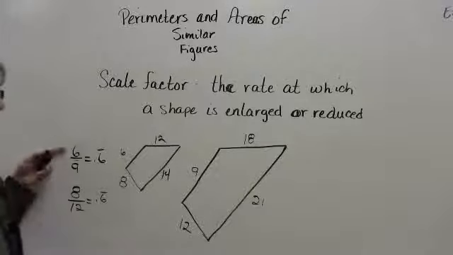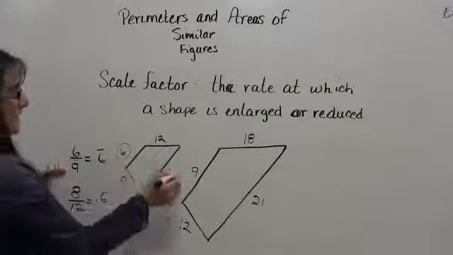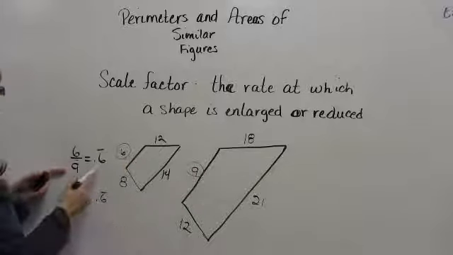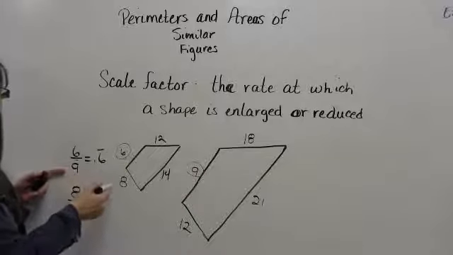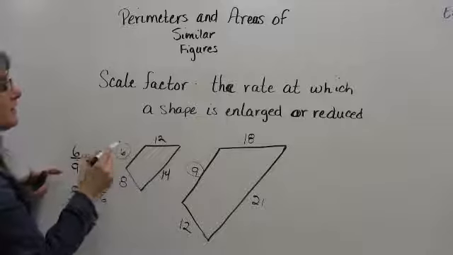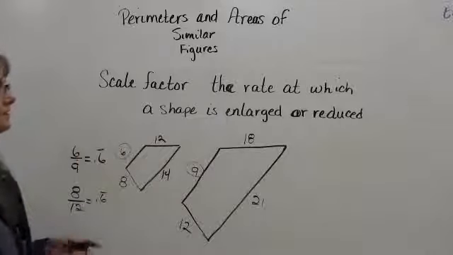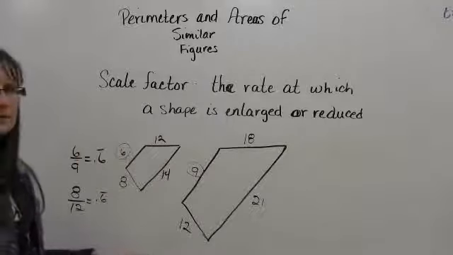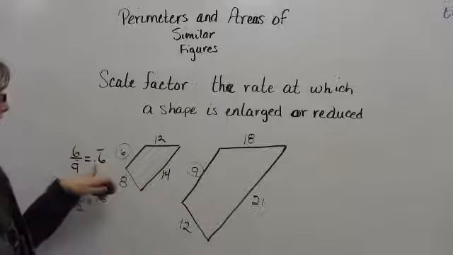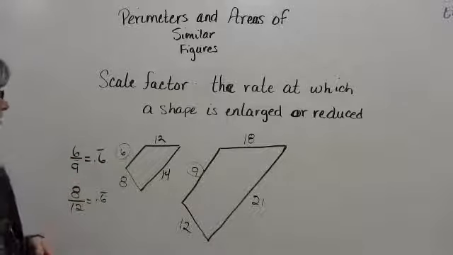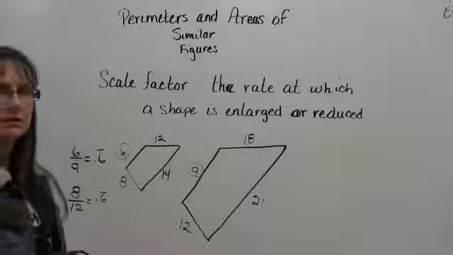Okay, when I divided 6 by 9, remember 6 being the matching side to 9, and I got this 0.6, what I discovered was my scale factor. The scale factor is the rate at which the shape is enlarged or reduced. So my scale factor is 0.6, or as a reduced fraction, 2/3.